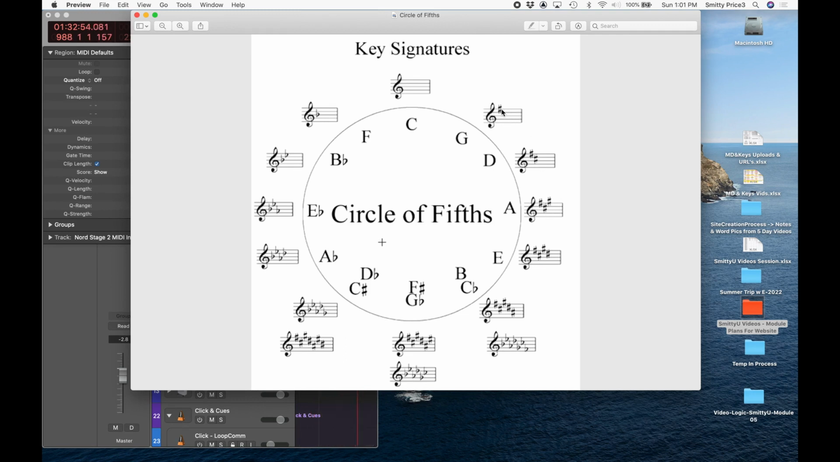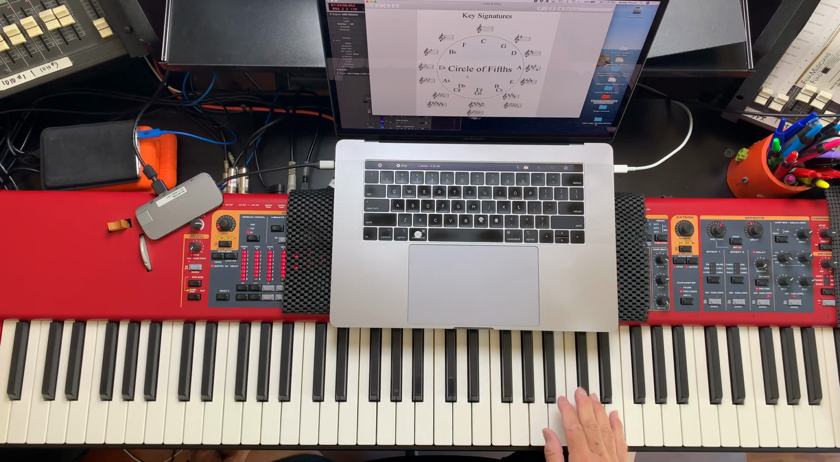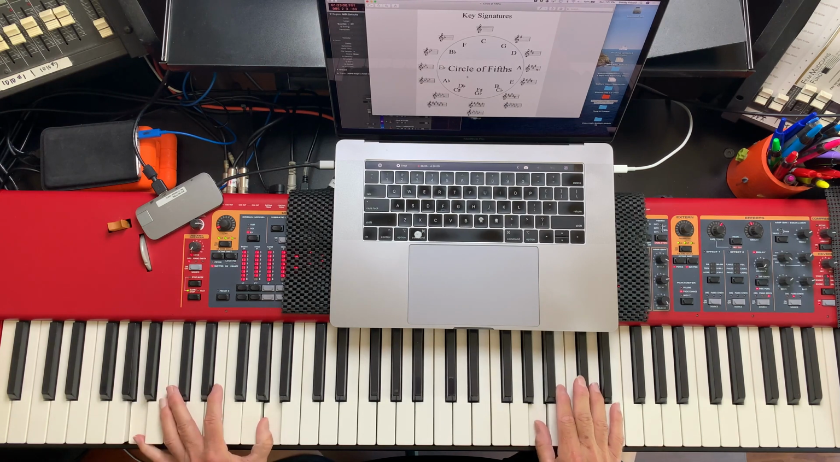Once again, look at this. 1, 2, 3. See how each time it goes up a fifth to the next closely related key, it adds a sharp to it. Now let's look at the keyboard and try it. So we're going to start on A. And we go whole step, half step, whole step, whole step, whole step, half step.